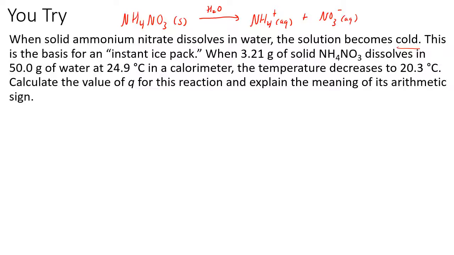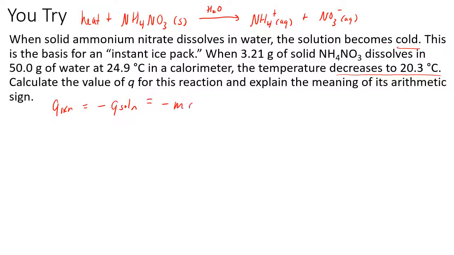We're being told that when ammonium nitrate breaks up into its ions, the solution becomes cold. Therefore, the temperature decreased. So this is an example of an endothermic process, where energy or heat would end up being a reactant instead of a product, like in the last two examples we saw. The heat of the reaction will be equal and opposite in sign to the heat of the solution.